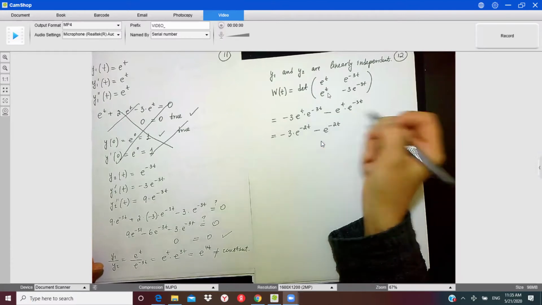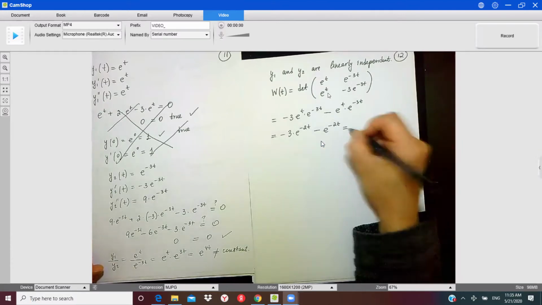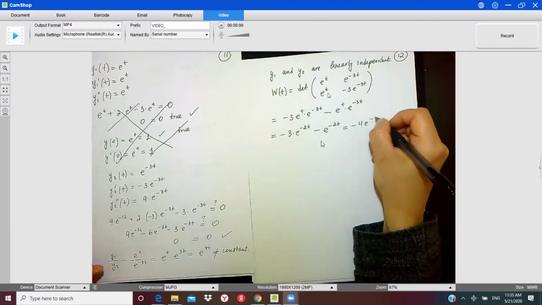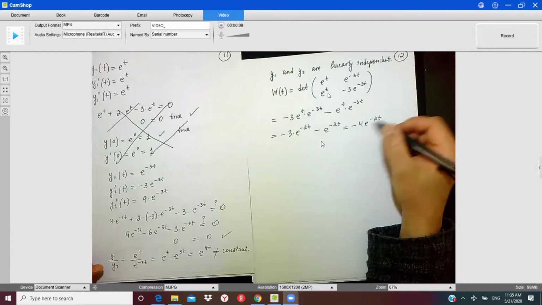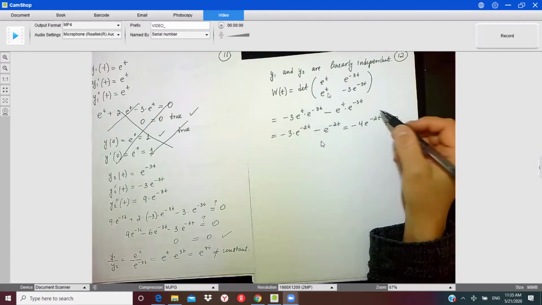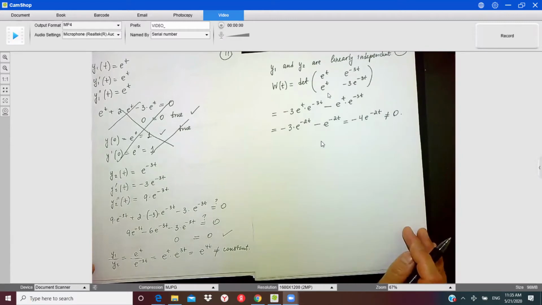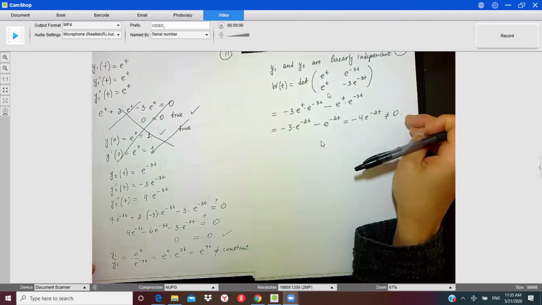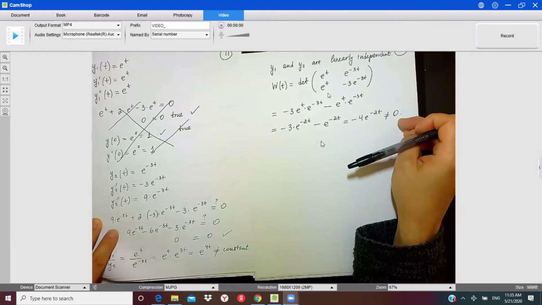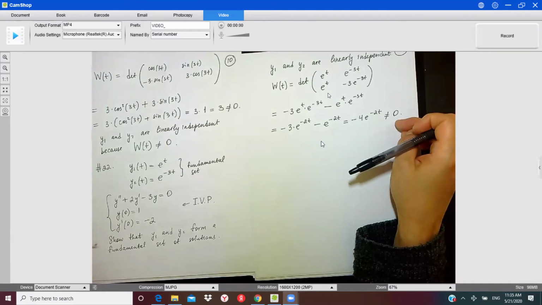Do you agree with this? Can anybody confirm? Are you getting this? Yeah, that's what I got. Very good, excellent. So this is certainly not 0, right? So not 0, this exponential can never be 0. So yeah, we have confirmation that our two functions are linearly independent. They both satisfy the differential equation and they are linearly independent. Therefore, they form a fundamental set of solutions, for sure.